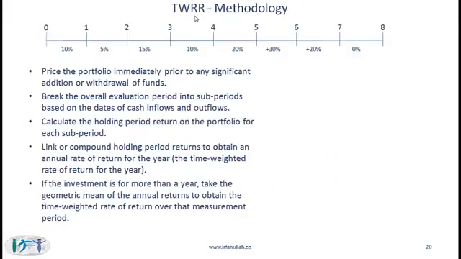So let's look at the overall methodology now for calculating the time weighted rate of return. We have a 2-year period where cash inflows and outflows are happening at the end of every quarter. And in a 2-year period, we have 8 quarters. And let's say that these top 3 items are done for you, which is price the portfolio immediately prior to any significant additions or withdrawal of funds. We are saying that all these significant additions and withdrawals are happening at the end of every period.